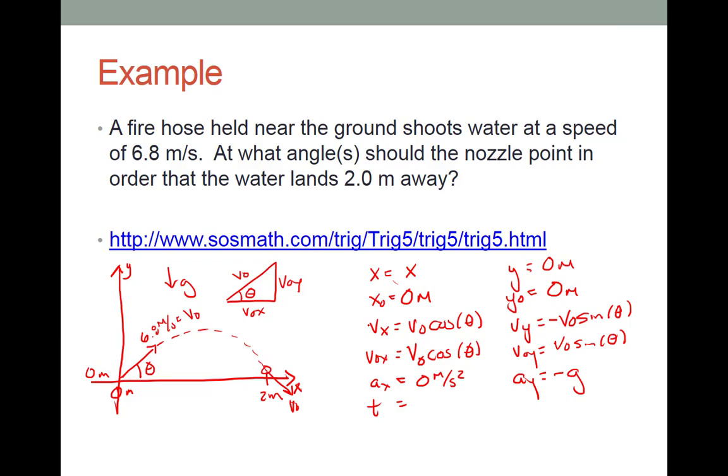So, it's again a situation of the information I have numbers for is the horizontal position. And to be able to use that equation, I have to know time. So the first thing I'm going to do is start with the vertical motion to find an equation for the time of flight when we have symmetric motion.